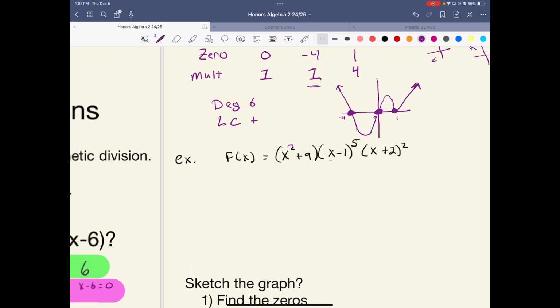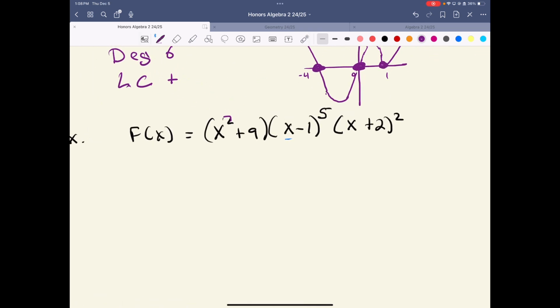Let's look at the next one. Okay, here's what I want you to do with this one. I want you to find the zeros. I want you to find the multiplicity. I want you to find the end behaviors, and then I want you to stop. Don't graph it. We'll graph it together. So find the zeros. Be careful with the zeros. Find the multiplicity and the degree. Find the end behaviors. Do not graph this. And looking at the first one, you should figure out why you shouldn't graph this.